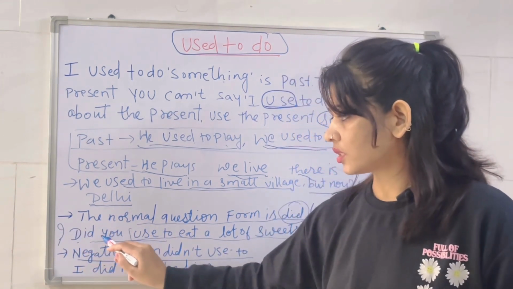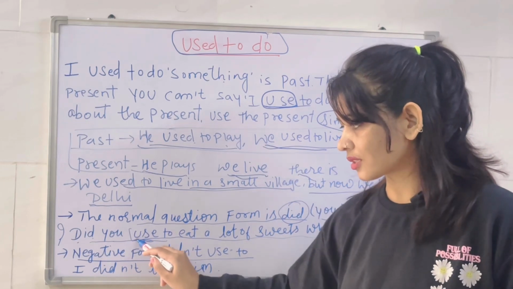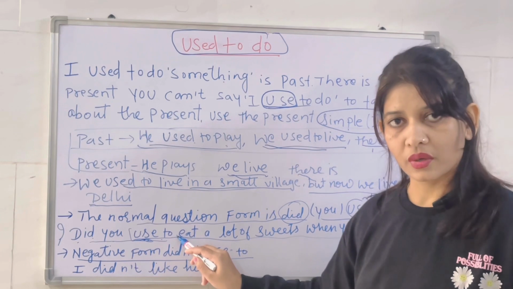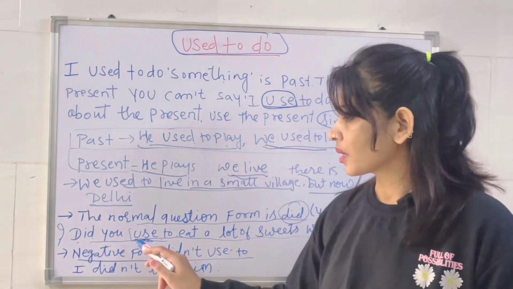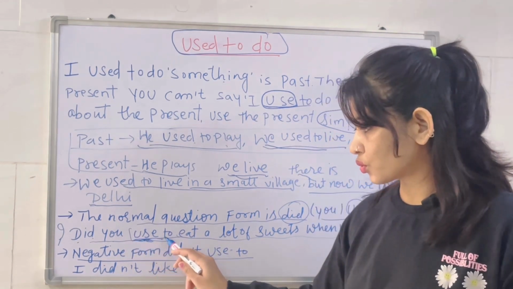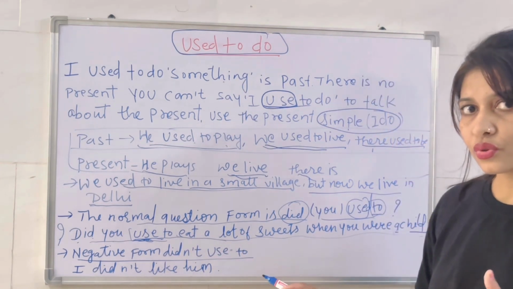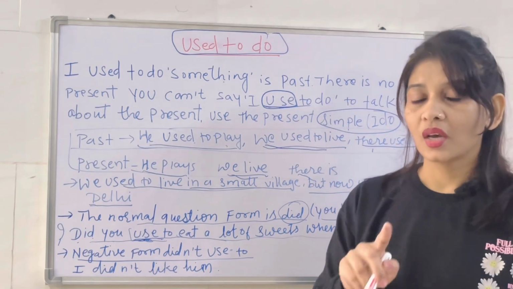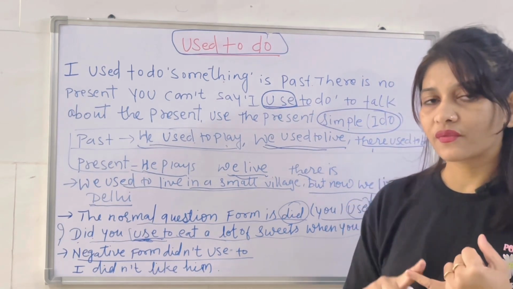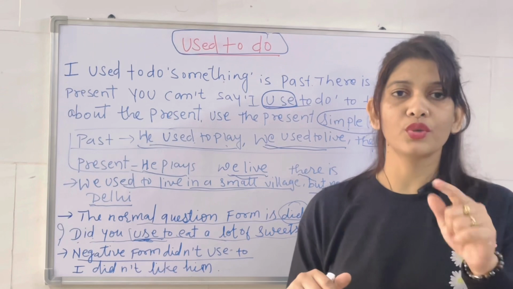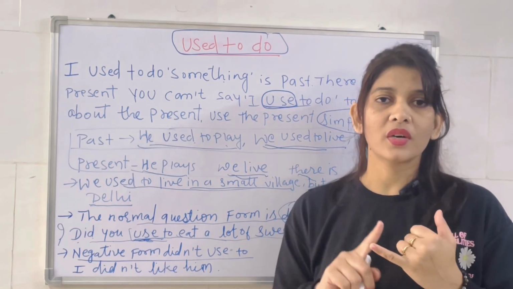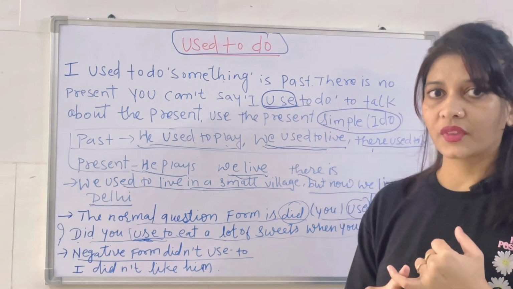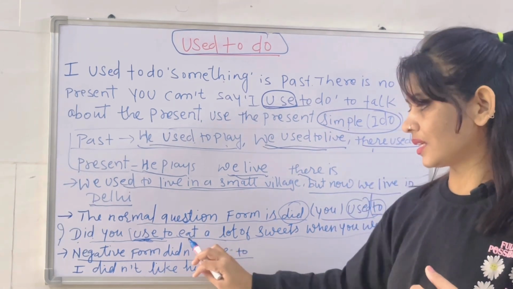Did you use? Look at this "use". The "d" is not over here. Did you use, or "do" is also not there because "do" is the present simple. Did you use to eat a lot of sweets when you were a child? You are asking the question. When you are asking the question, you have to use "use", because in the past tense, I have told you, when you are asking a question with "did you", the first form will come. Here "eat" is the first form.